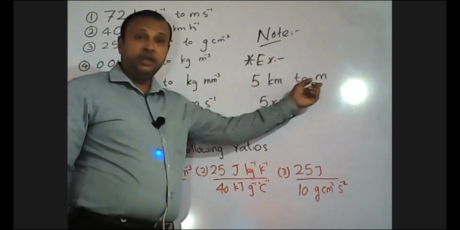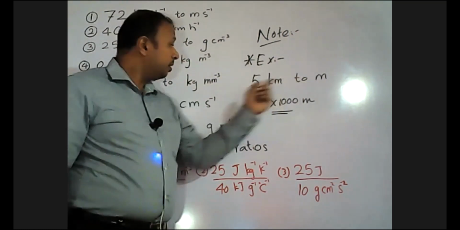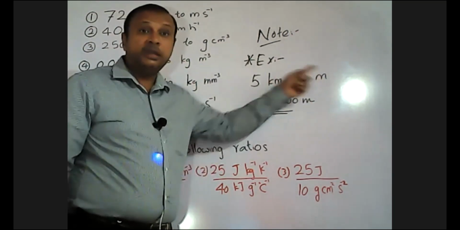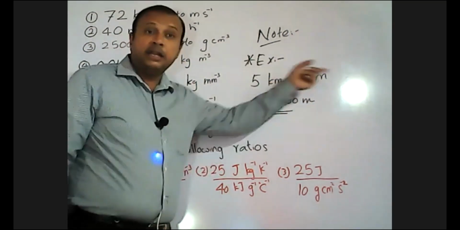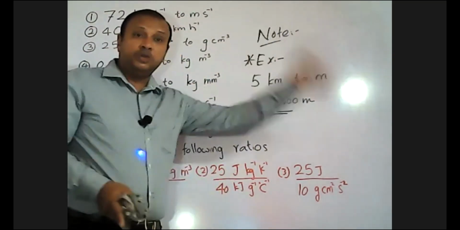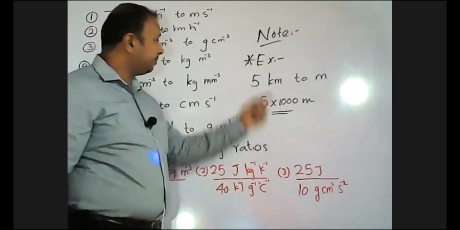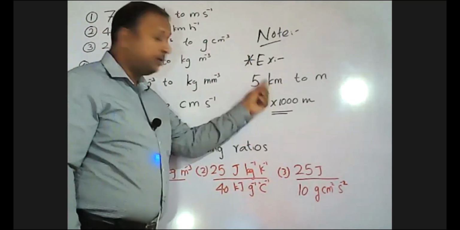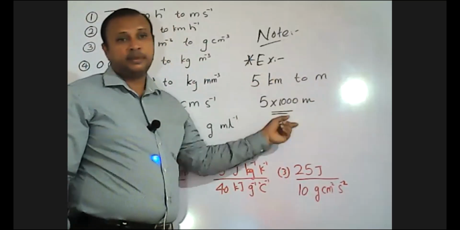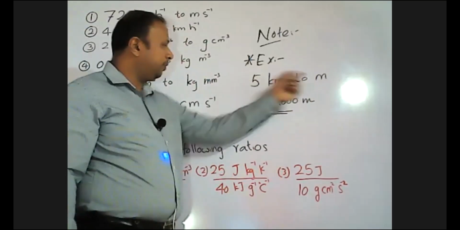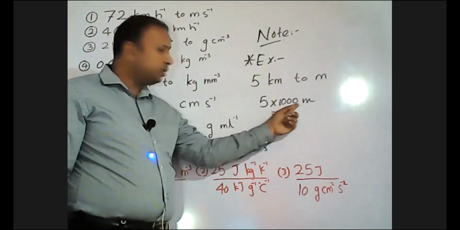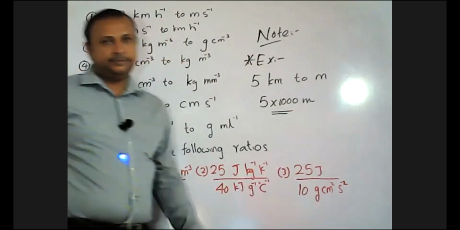5 kilometer to meter. That means we have to convert kilometer to meter. So large scale to a small scale. If you want to convert large scale to a small scale, then we have to multiply the given value by the ratio between these two units. 5 into the ratio between these two units. Okay.